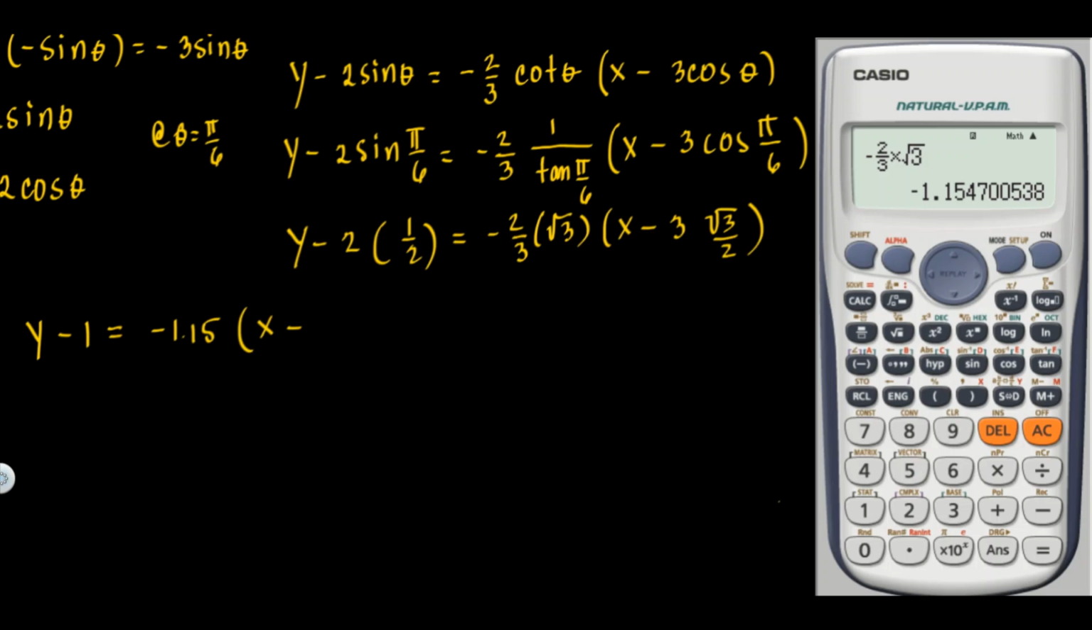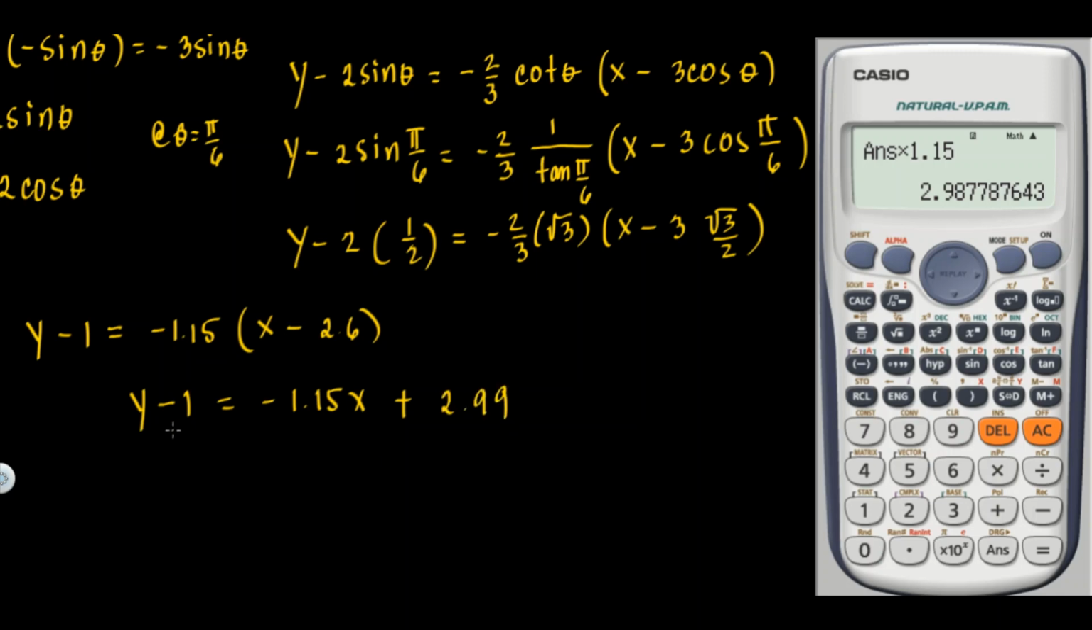So 3 by square root of 3, then this is over 2. Oops, that's wrong. Let's do equals first, then divide by 2. We have 2.6. Okay, we can remove this. So y minus 1 equals negative 1.15x, plus, let's multiply this by 1.15, times 1.15. So it's 2.99, so plus 2.99.